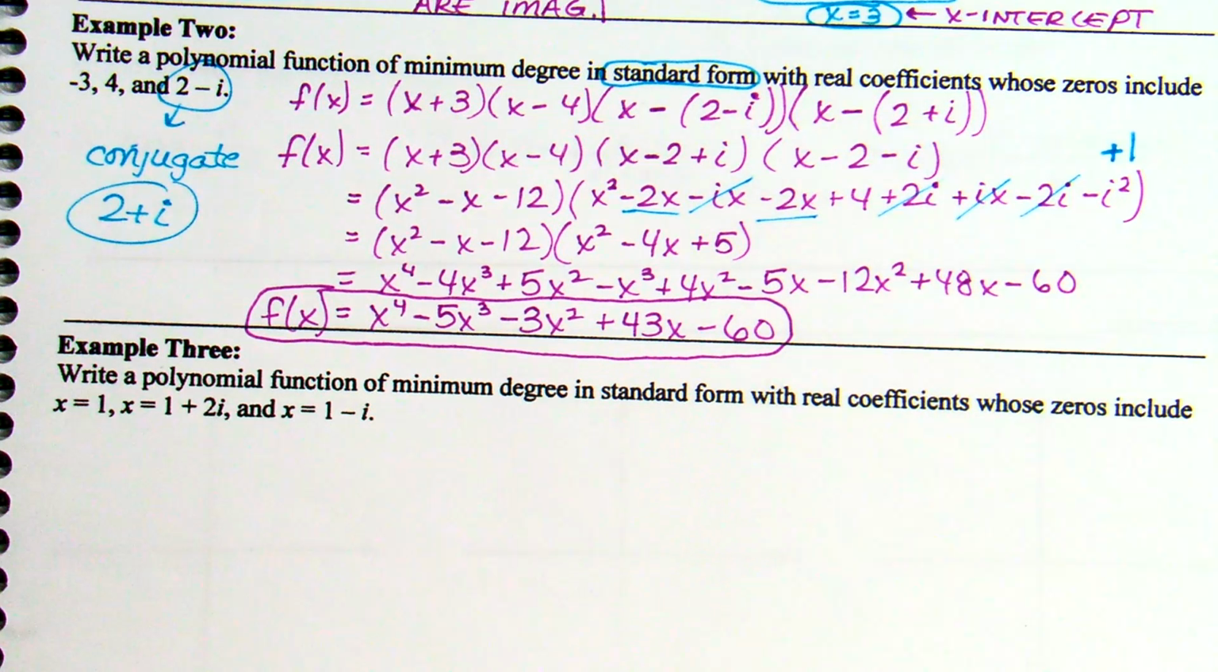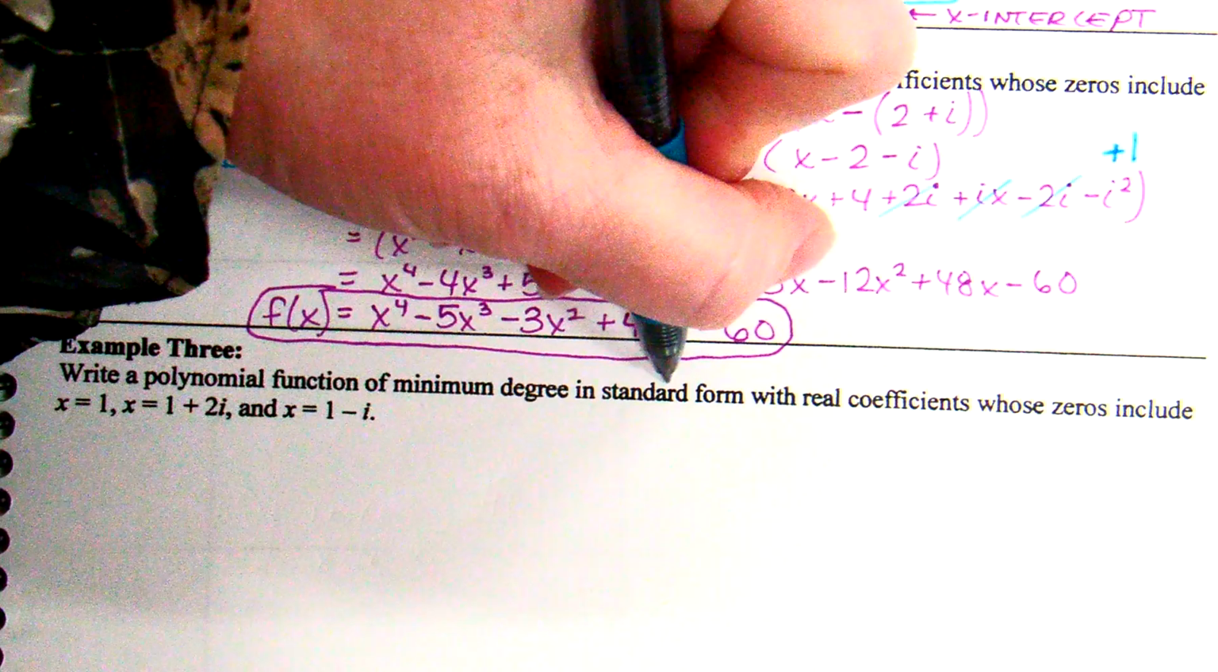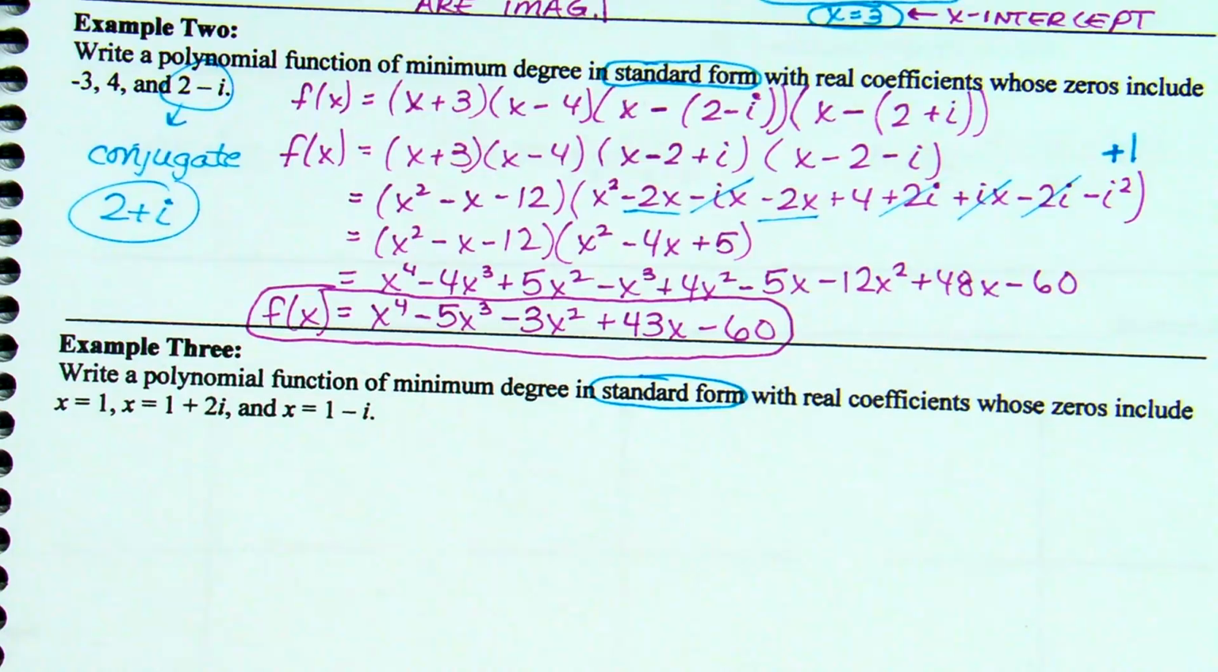So, with that in mind, thoughts on where to begin here? And I will point out that in the end, we're going to have to go for standard form. Okay? And then real coefficients is what we're told. So, what do you guys remember?